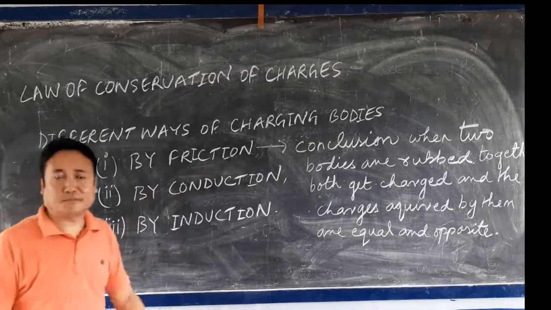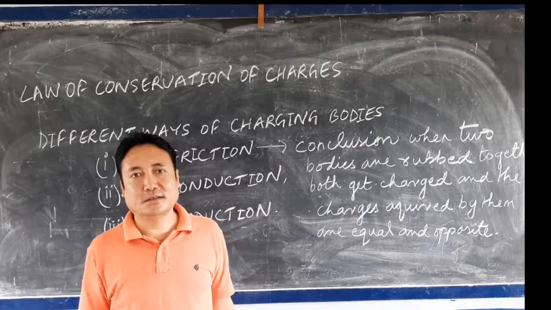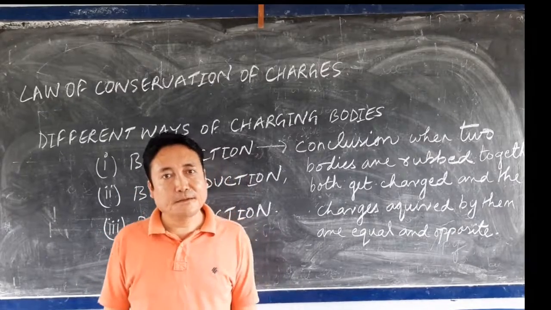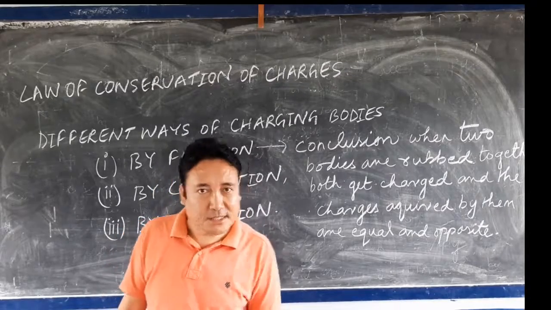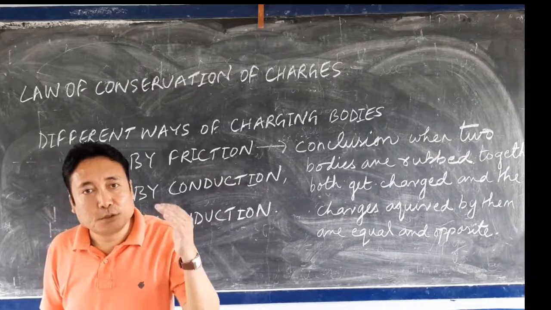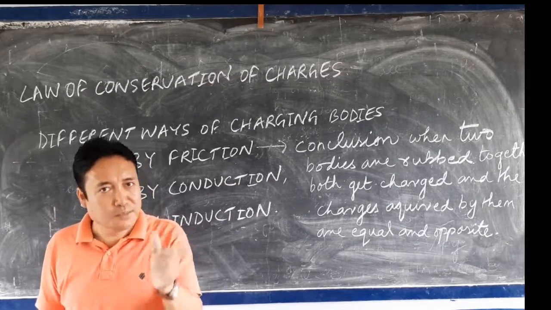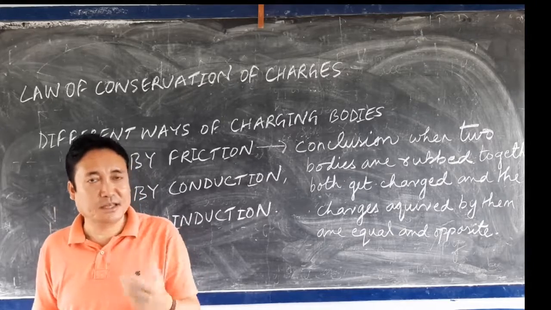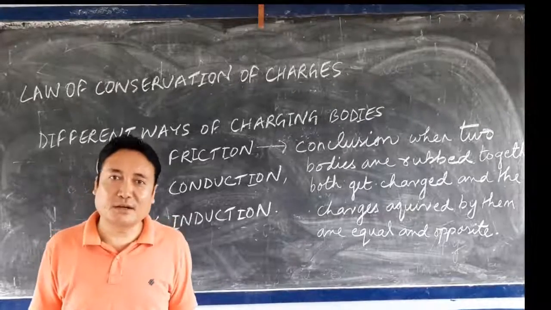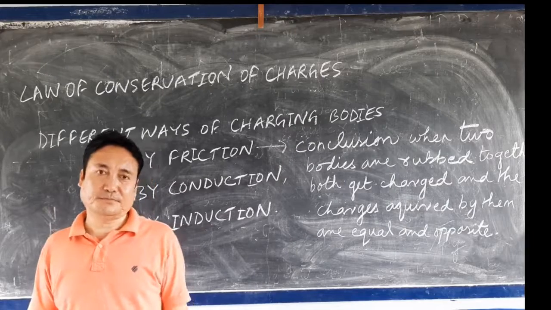Now the different ways of charging. Number one is by friction. Friction means when the two bodies are in contact. Let us consider two plastic scales. One plastic scale you bring in contact with wool, with the help of glue, which means adhesive, some sticky material. The other scale you rub with flannel.